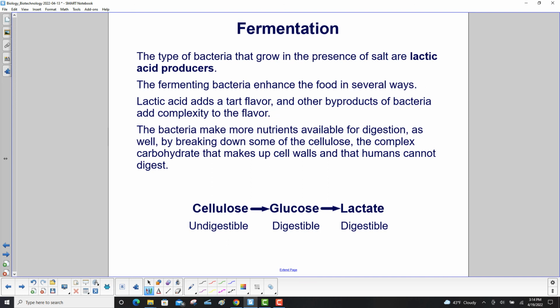The fermenting bacteria enhance the food in several ways. Lactic acid adds a tart flavor, and other byproducts of bacteria add complexity to the flavor. The bacteria make more nutrients available for digestion as well by breaking down some of the cellulose, and that's the complex carbohydrate that makes up cell walls and that humans cannot digest. So we have cellulose, which is undigestible, turns into glucose, which is digestible, and also lactate.